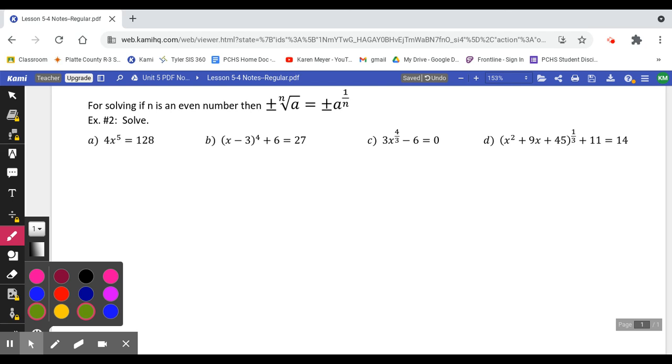So now let's move on to the ones that have exponents, whether they're a whole number or a fraction. So we're going to start with the whole number ones. To get x to the 5th by itself, I'm going to start by dividing by 4. So x to the 5th equals 32.